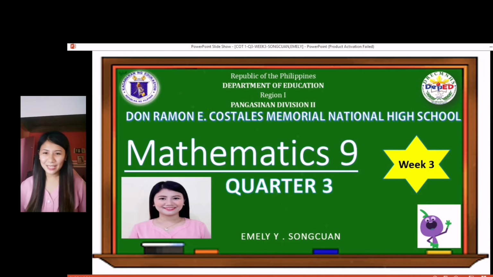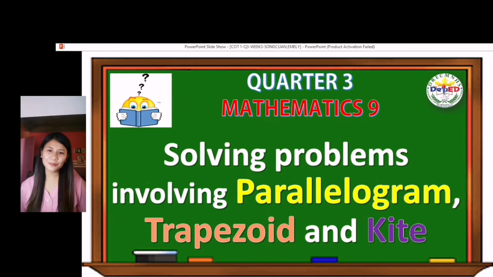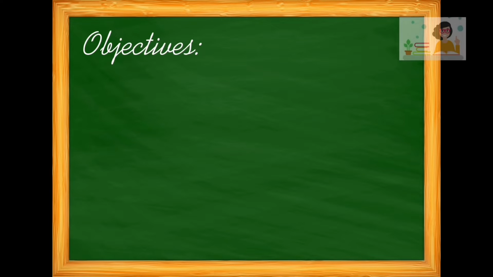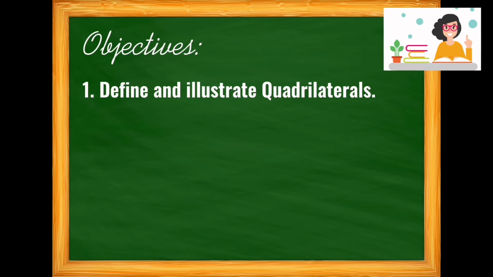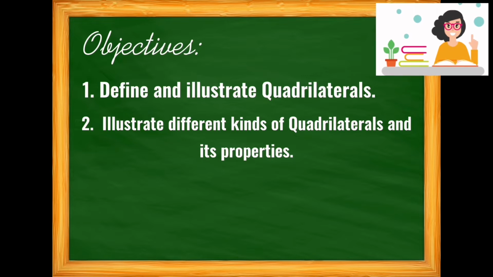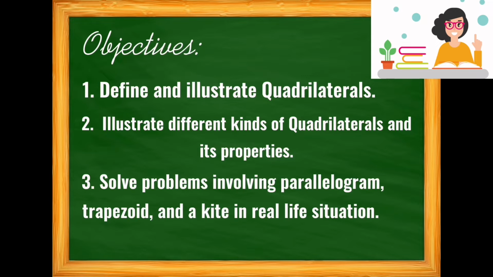So for today's video, we're going to tackle solving problems involving parallelogram, trapezoid, and a kite. In this video lesson, we're going to define and illustrate quadrilaterals. Next is to illustrate different kinds of quadrilaterals and their properties. And the last one, solve problems involving parallelogram, trapezoid, and a kite in a real-life situation.